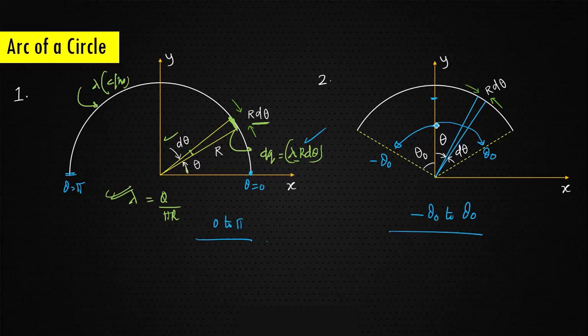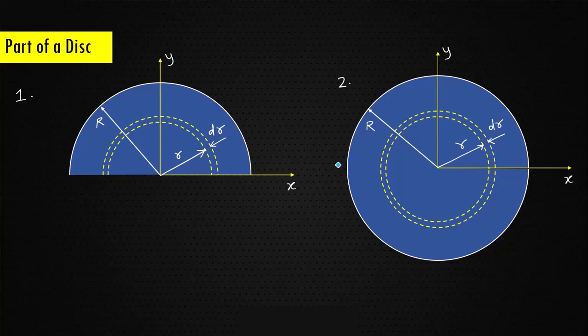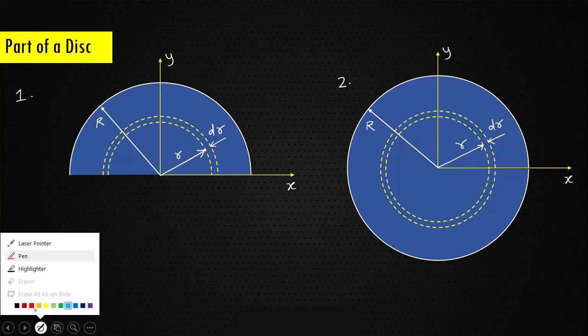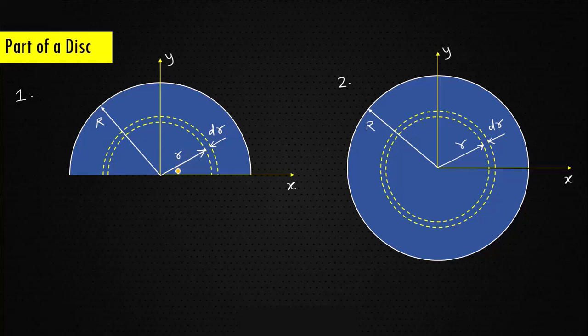Now, moving on to the next situation: part of a disk. For the disk element, how do we take the element? Here you consider a ring element. By moving a distance of r, I take a small ring of thickness dr. Now we have to calculate the area of this ring, because I should define the sigma parameter. Sigma may be kg per meter square, that is areal mass density, or it may be charge density, coulomb per meter square, that may be given to you. Once sigma is known, I have to calculate the area of this element.